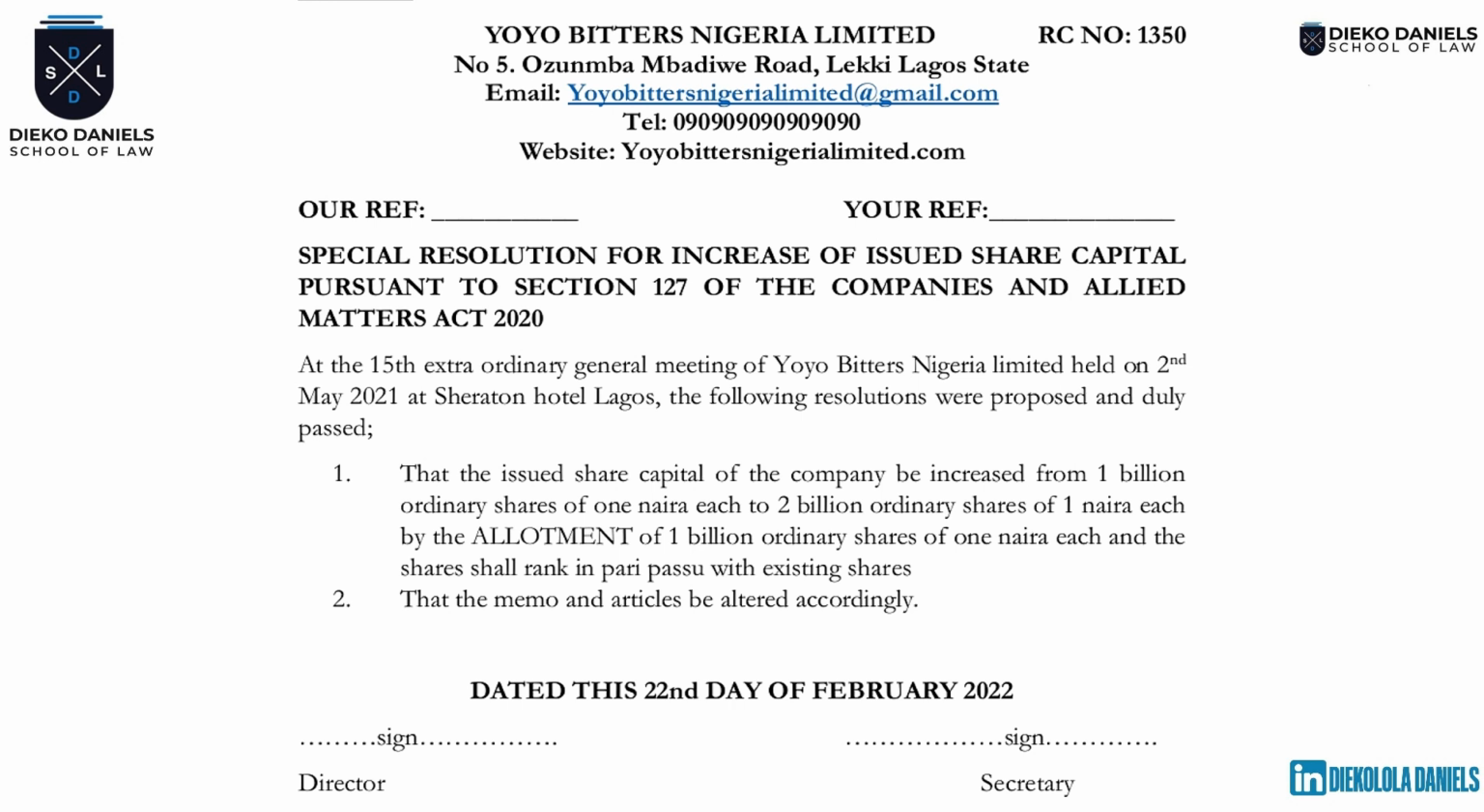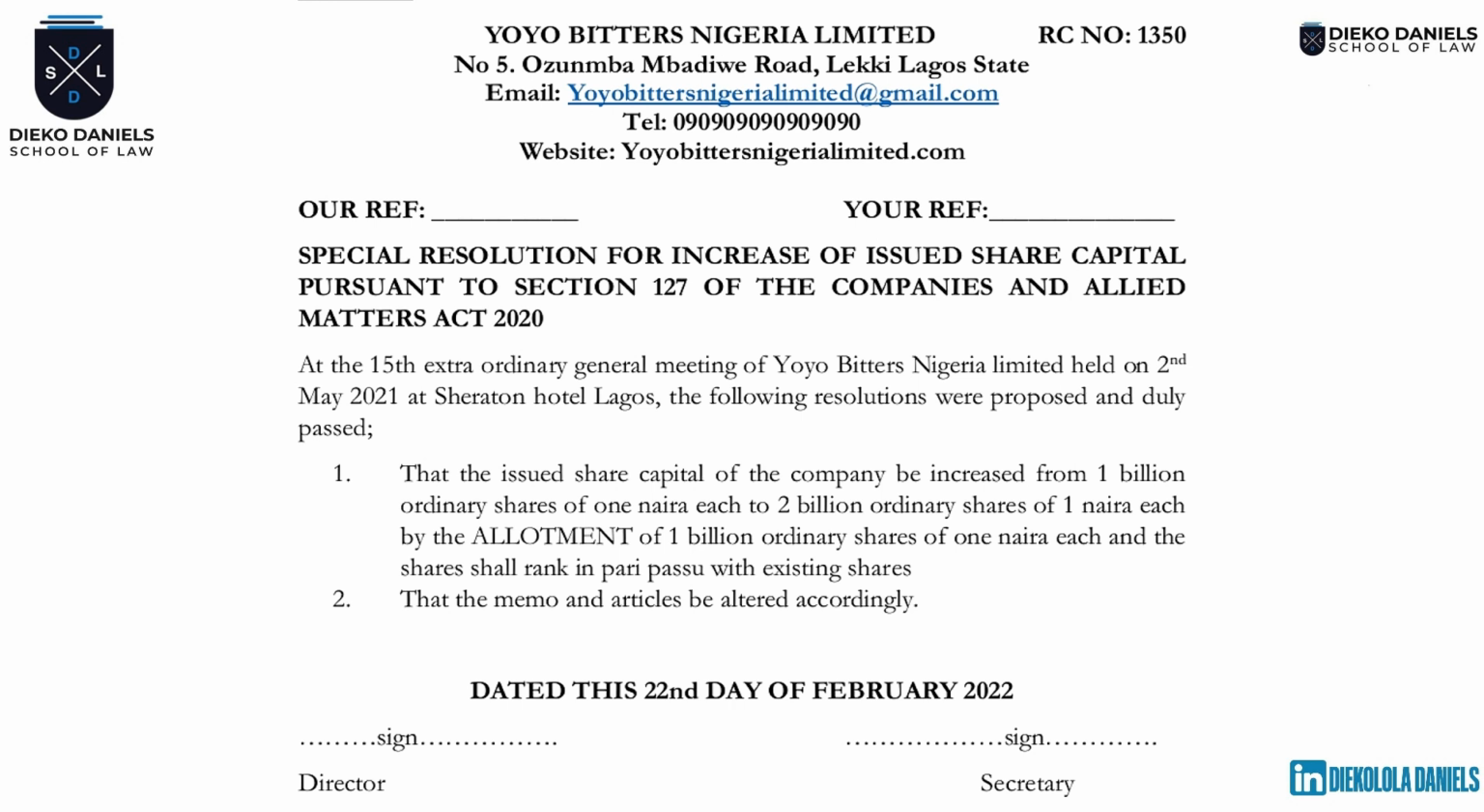So you put a comma because you are trying to say at this place, this is what happened. You are trying to say that at the extraordinary general meeting of Yoyo Bitters Nigeria Limited held on the 2nd of May 2021 at Sheraton Hotel, Lagos, the following resolutions were proposed and duly passed. Then you put a colon.